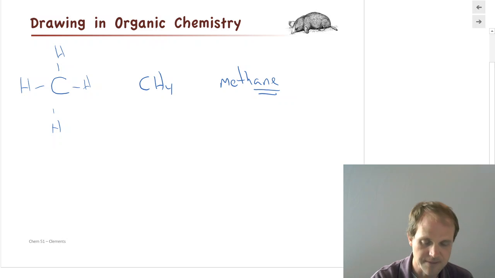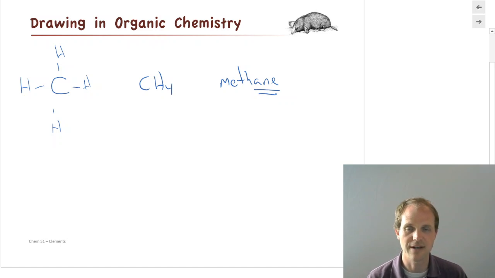That's your natural gas. That's what you burn if you turn on your stove and you've got a natural gas stove. I used to have a car that ran off of natural gas, and it was nice because natural gas was really cheap when gasoline was expensive.